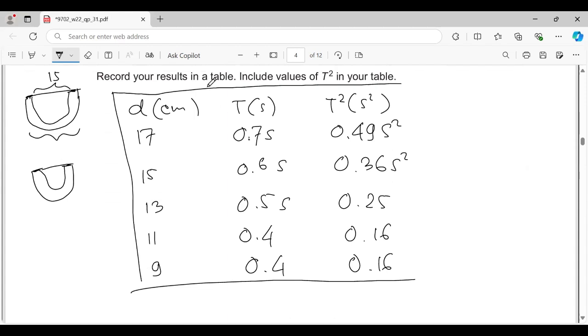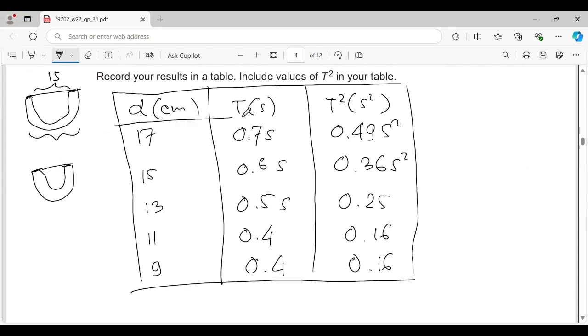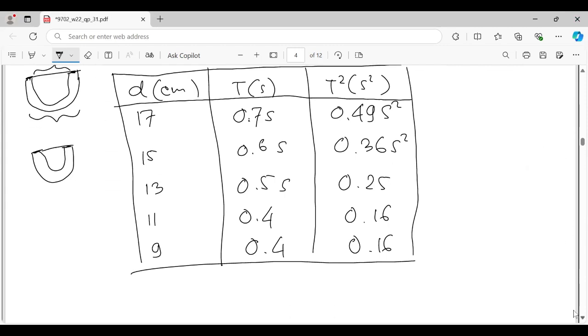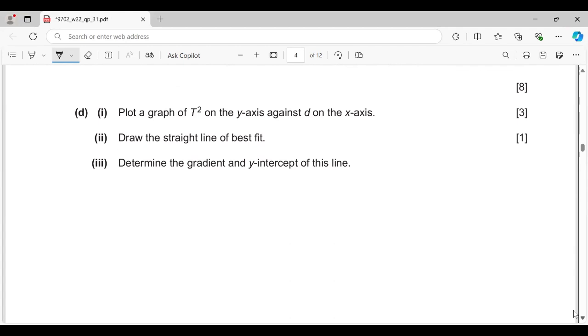I don't know if you would like to create your own experiment. Maybe you can have different results. Next, plot a graph of T squared on the y-axis against D on the x-axis. Okay, so on the x-axis is D and the y-axis is T squared. Draw the straight line of best fit. Determine the gradient and y-intercept of this line.